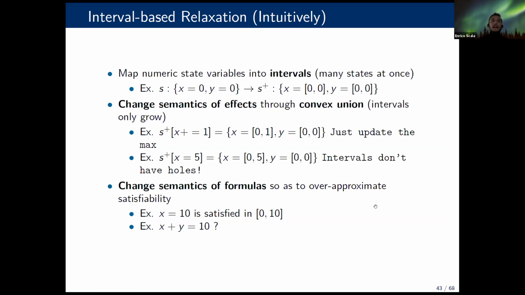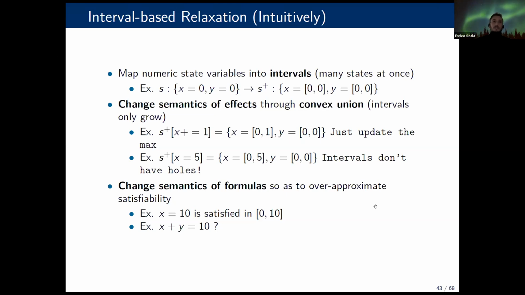For instance, if you have an action that increases the value by 1 and you start from 0, 0, then the next value is going to be that the x can be any value between 0 and 1, and y remains the same. And if you have, for instance, an assignment of a variable x to 5, you need to extend the value of x from 0 to 5 because intervals don't have holes.